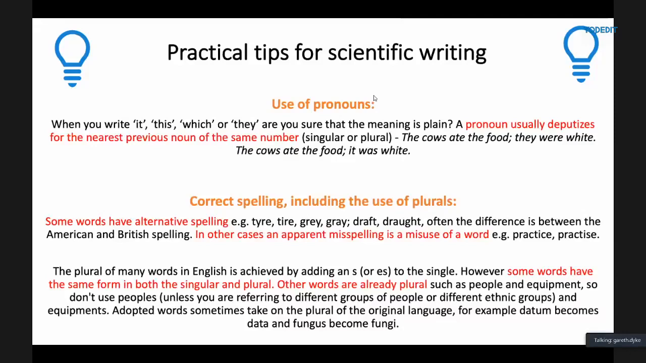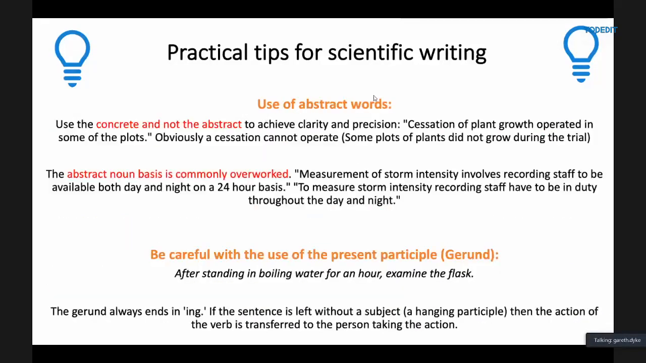Use of pronouns, correct spelling, including the use of plurals. We've talked about also in this presentation how English words are pluralized can also be important, how they're spelt, apparent misspellings or misuses of particular words. Don't worry, this content is content that we're going to give to you so that you can look at in your own time. If you have questions about any of this, we can answer those questions.